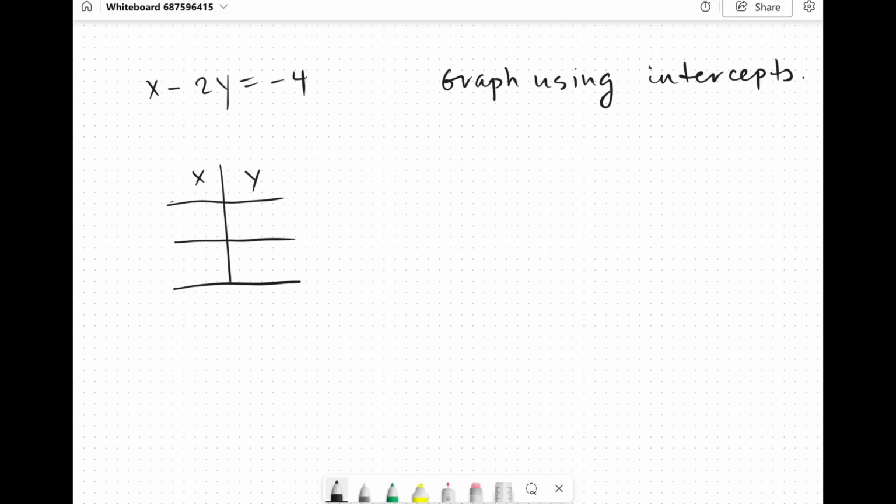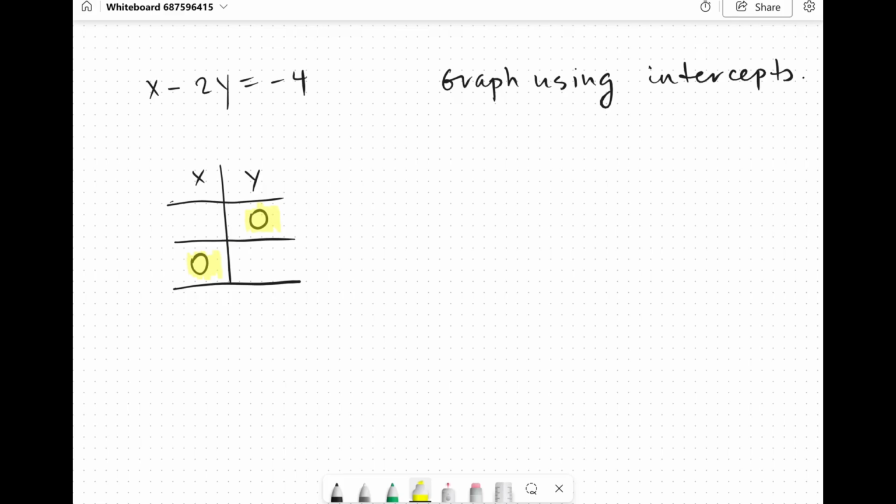Keep in mind that the x-intercept for a line is a point that the line will be passing through where the y-coordinate is a 0. So if your y-coordinate is 0, that is the x-intercept for that line. And vice versa, for the y-intercept, your x-coordinate needs to be 0. So 0 right here.